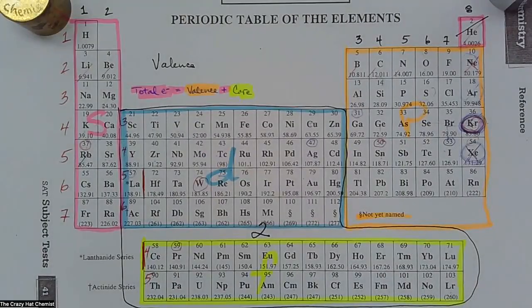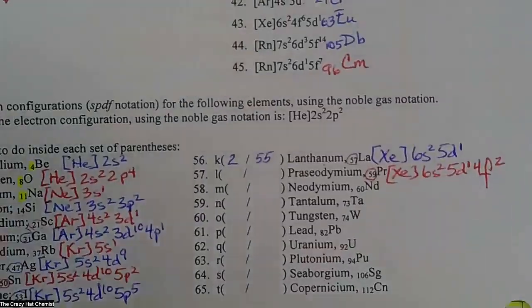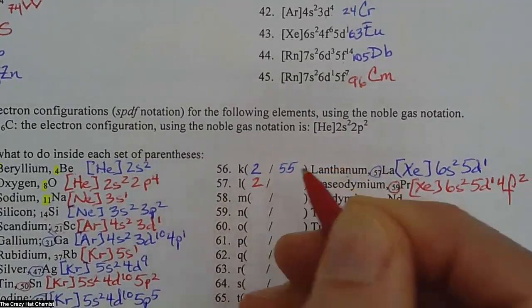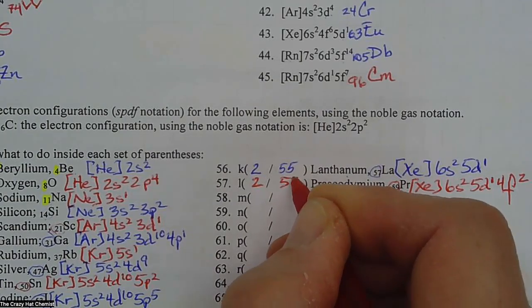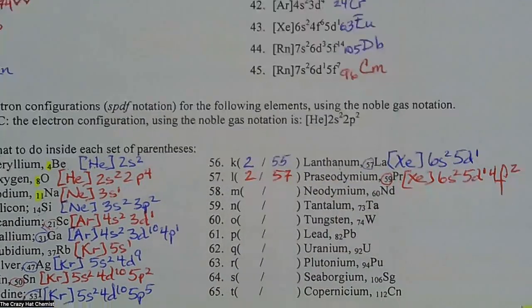So praseodymium is in the boot. You can see that this is, of course, in the boot. So how many valence electrons? 2. Okay, there's a total of 59, so that would be 57 core. So that is 2 valence electrons, and 59 minus 2, that would be 57 core electrons. Perfect. All right.